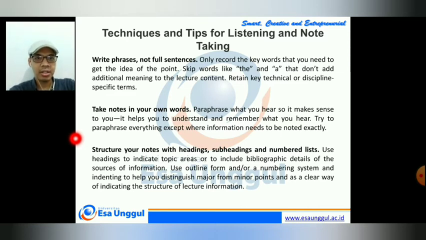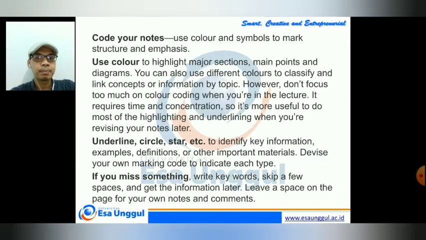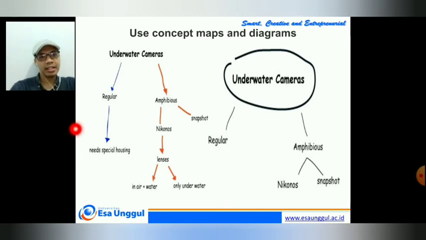Then structure your notes with headings, subheadings, and also number lists. Several features can be used, and illustrations as well. Code your notes, use colors if possible, underline, circle, make stars, etc. If you miss something, just write a keyword, skip a few spaces, and get the information later. Leave space on the page for your own notes and also comments.